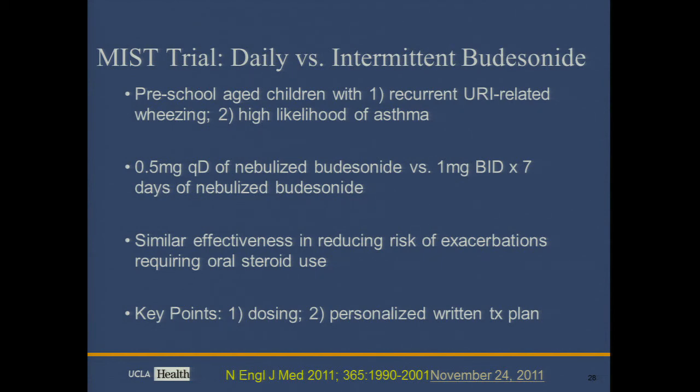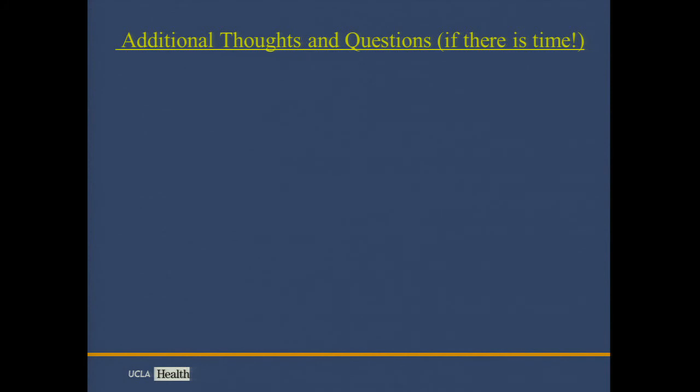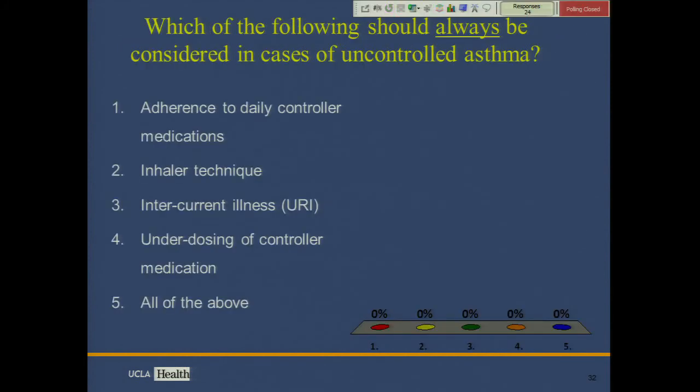So, okay. All right. I think there's time. Okay. All right. So I think just a couple questions left. Which of the following should always be considered in cases of uncontrolled asthma? Adherence to daily controller medications, inhaler technique, intercurrent illness, underdosing, all of the above. Okay. All right. And it is all of the above.